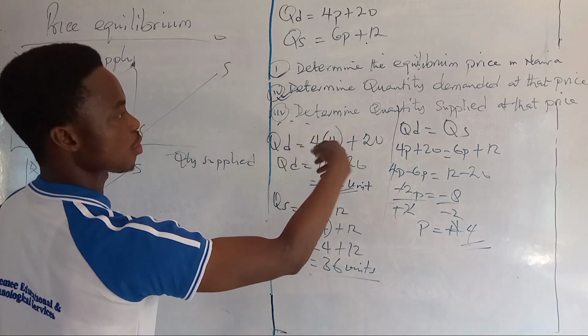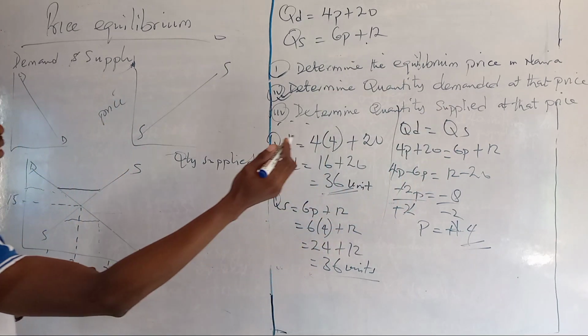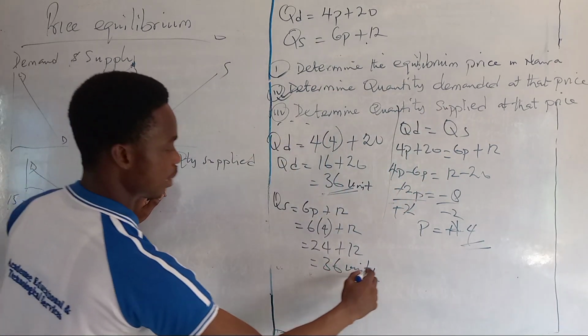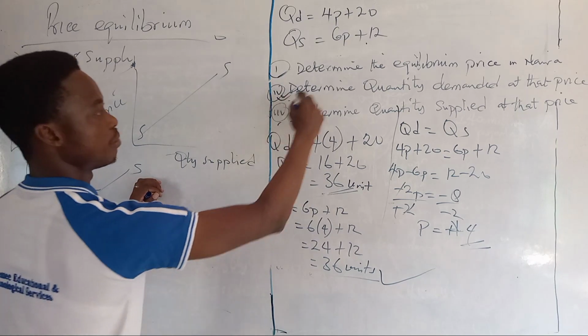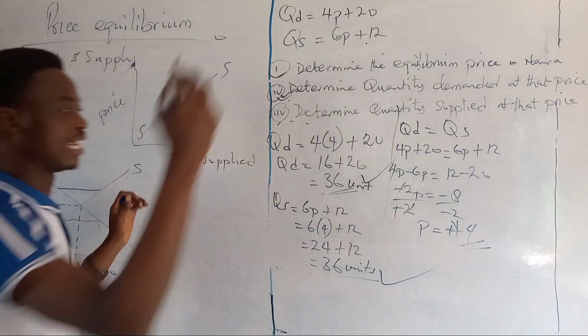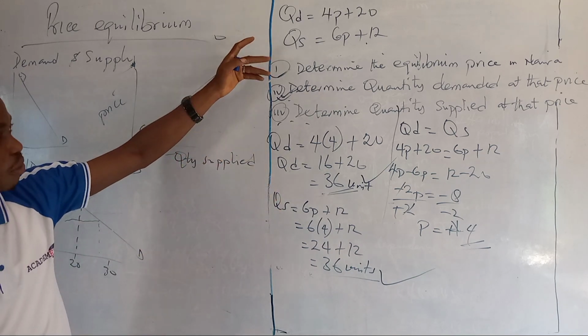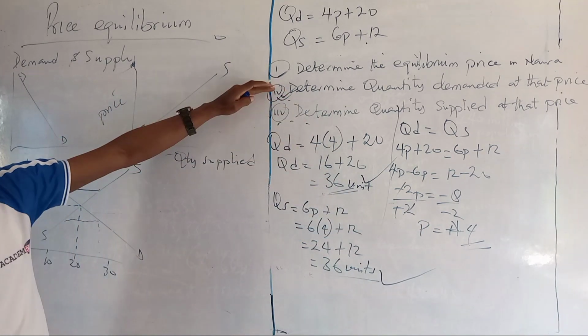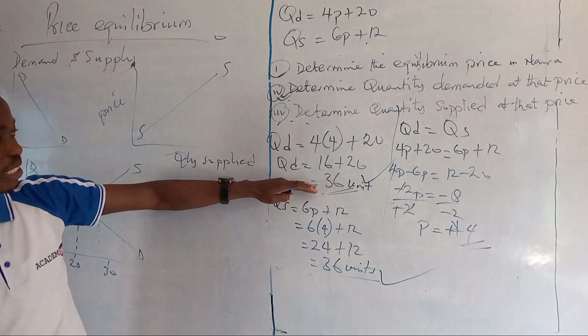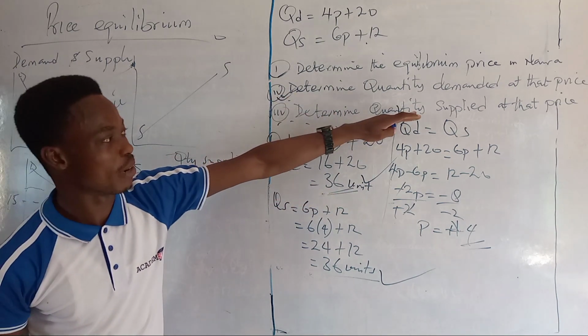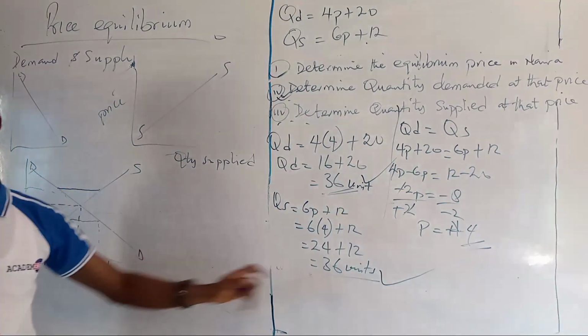Now, the question asked us to determine the quantity supplied at that price, which is this, and the quantity demanded at that price, which is this. So you look at it clearly, and the three questions are: the price, first; the second, the quantity demanded at that price; and the quantity supplied at that price. So that's just it.